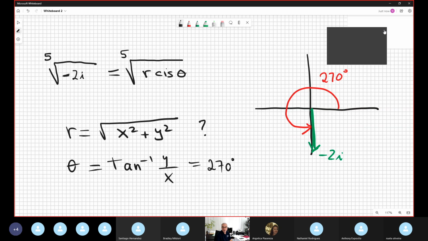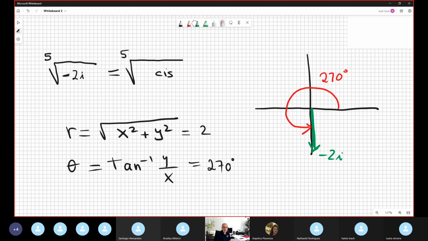Is it the square root of 2? No, because look. Go ahead. Is it the square root of 4? Absolutely. And the square root of 4 is? 2. It's obvious. It's that distance, the green distance, no? Okay, so my complex number, negative 2i, expressed in polar form is 2, the same number, 2 cosine i sine 270 degrees.